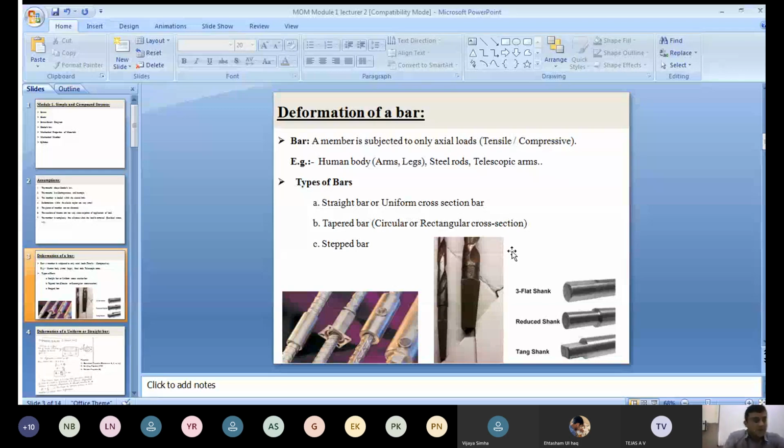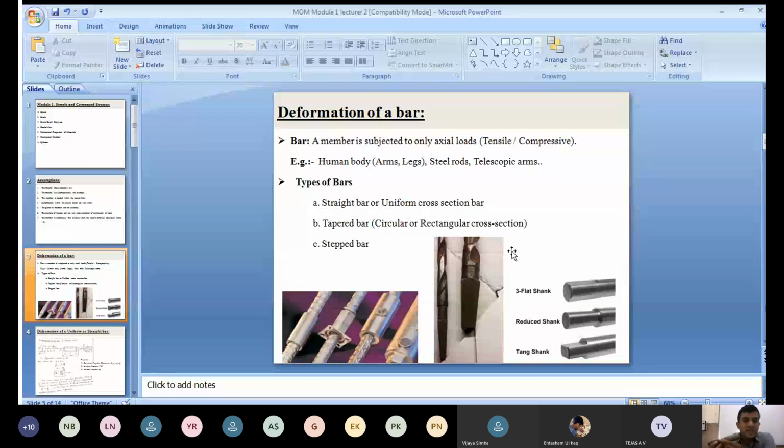Another type of bar is a stepped bar. Now see that throughout the length, the cross section is not the same here. Here is one diameter, here is another. This is a tapered portion. Then here the diameter decreases, so the area decreases. Here again the area increases, decreases, increases, again decreases. Over the length of the bar, the cross section varies. Then it is called a stepped bar.